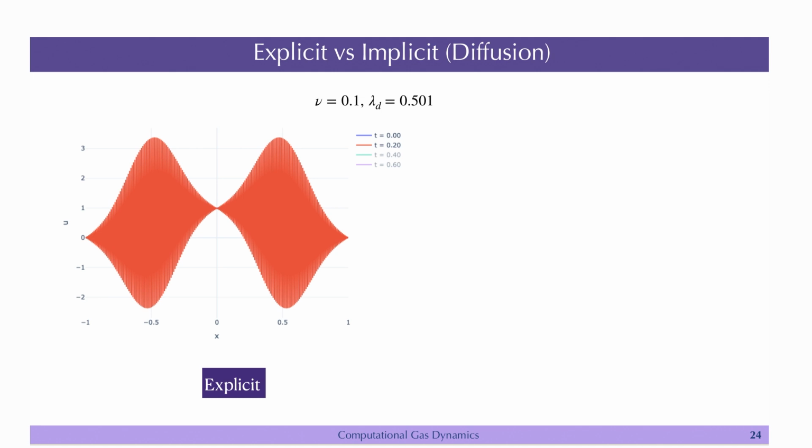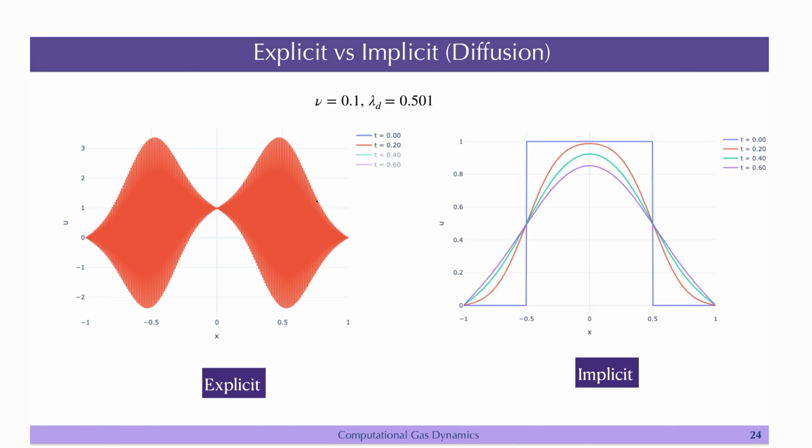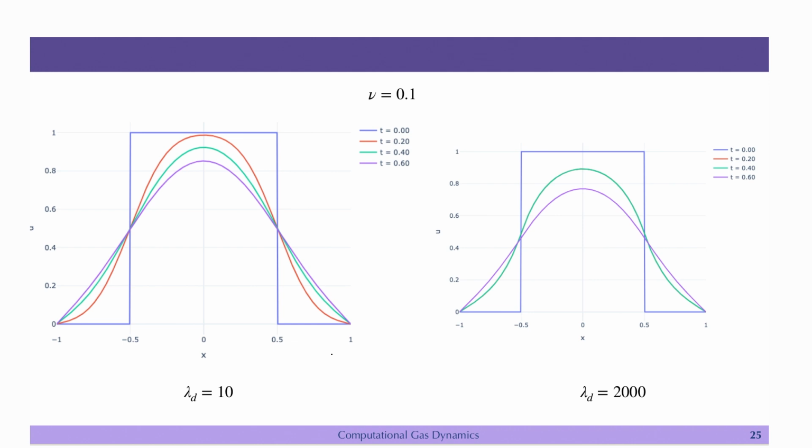This was an explicit case when λ_d was 0.501, which we saw in the last class, with ν equal to 0.1. Let us see what happens when you use the implicit scheme with the same λ_d greater than 0.5. It gives you the correct solution even at higher CFL number, λ_d greater than 0.5. Not only that, even at a high CFL number, say λ equal to 10, it is giving you the correct result.